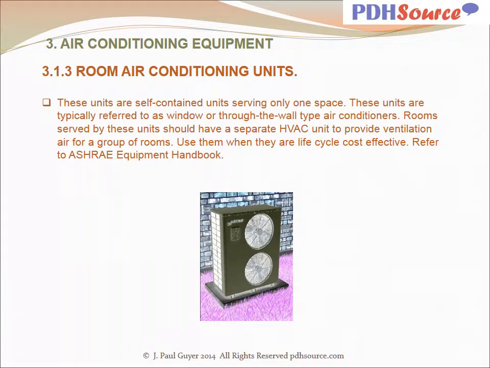A third category that is essentially a small unitary unit is room air conditioning units. These units are self-contained and serve only one space. They're typically referred to as window or through-the-wall type air conditioners. Rooms served by these units should have a separate HVAC unit to provide ventilation air for a group of rooms. Use them when they are life cycle cost effective, and refer to the ASHRAE Equipment Handbook for further information.